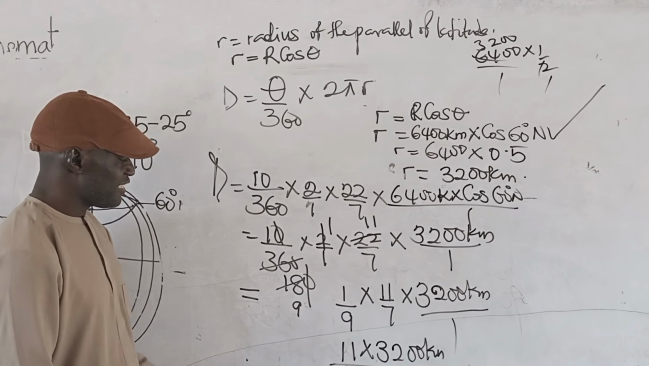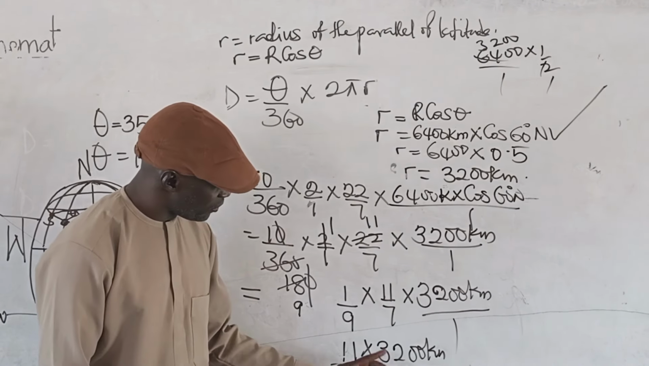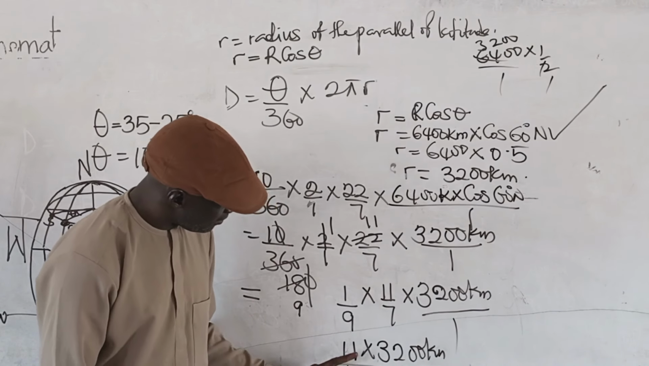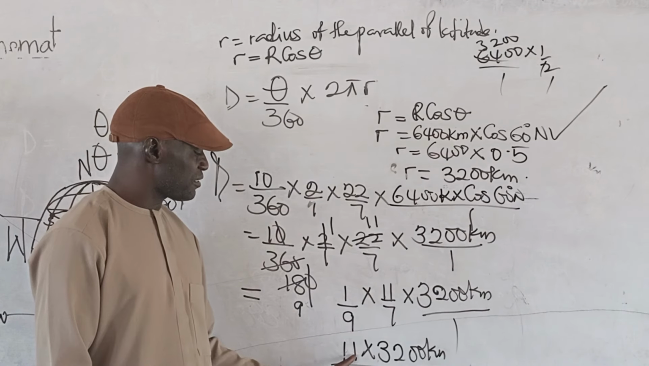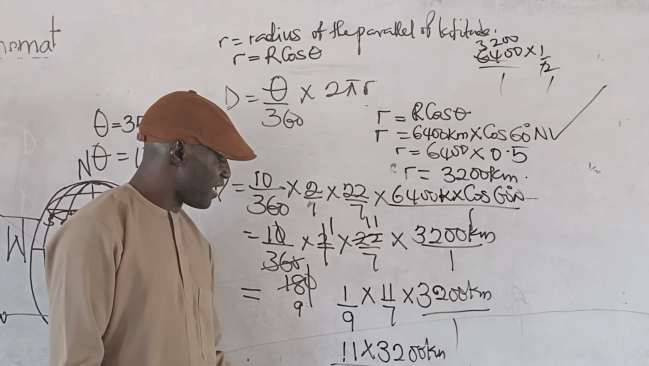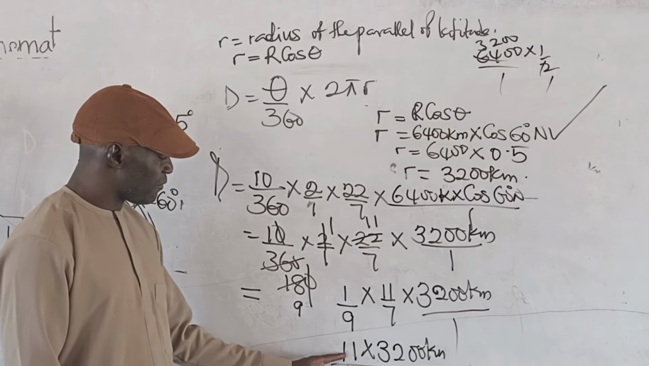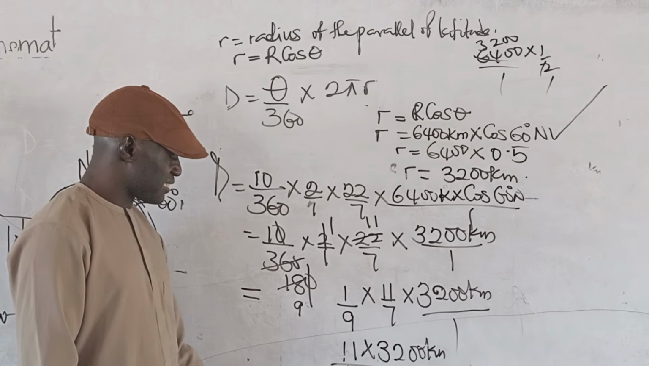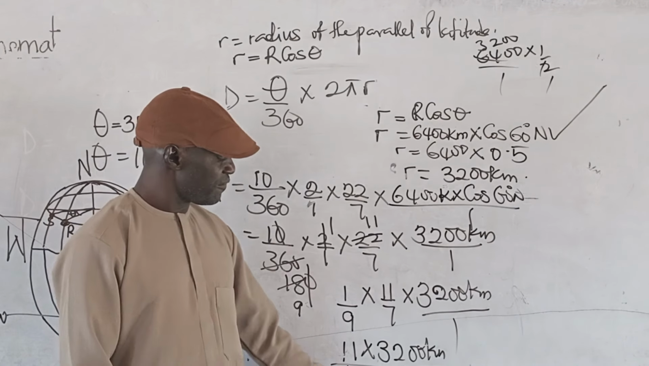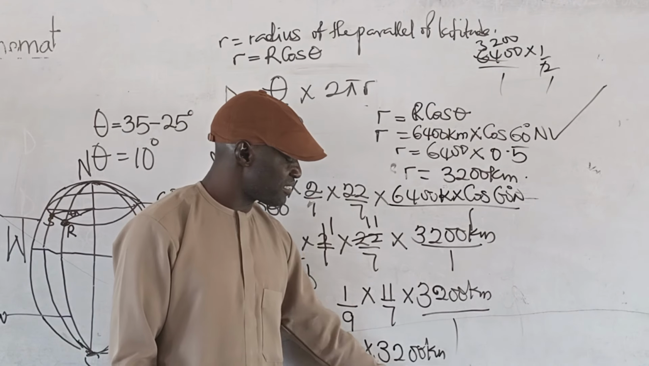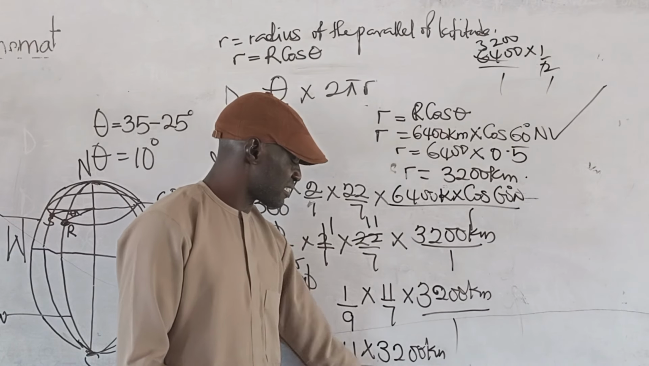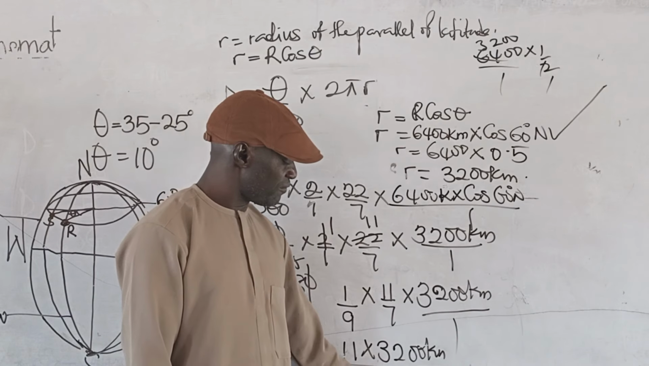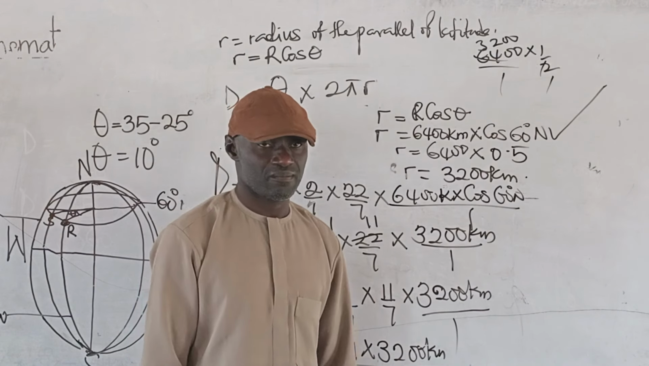Okay, like I said, in these calculations, like what we have done before, we have made a simple mistake here. By the time we multiply 11 times 3,200 kilometers divided by 63, 11 times 3,200 will give us 35,200 divided by 63. So our final answer here will be 558.73 kilometers. And the final answer to the nearest whole number, we are going to have 559 kilometers.